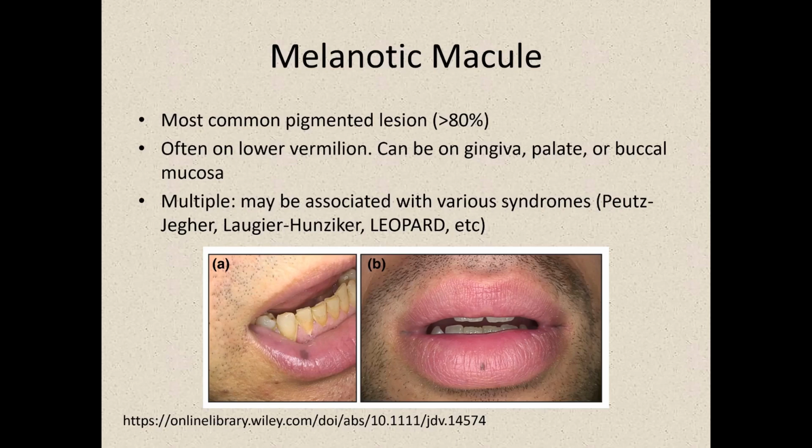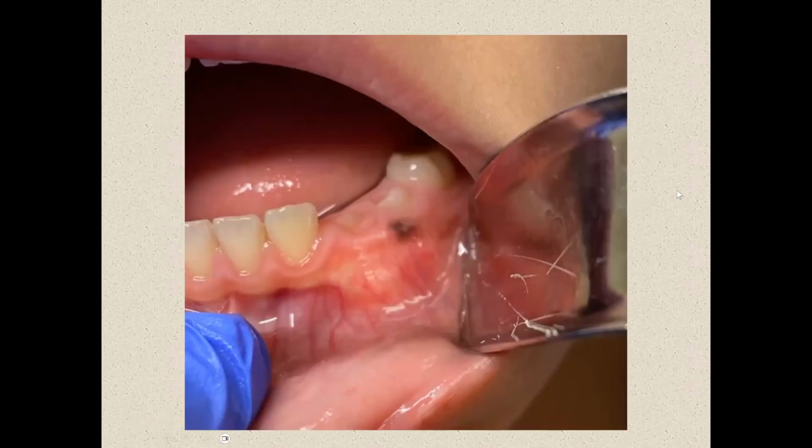If a patient has multiple, especially on the vermilion of the lips, it could be associated with a syndrome. These include Peutz-Jeghers, Lagier-Hunziker, and Leopard. And that's pretty significant because, especially with Peutz-Jeghers, the patient can get colon cancer at a young age. So it's really important that if a patient has multiple melanotic macules of the labial vermilion, they are referred appropriately, especially pediatric patients. Here's an example of a biopsy-proven melanotic macule of the gingiva.